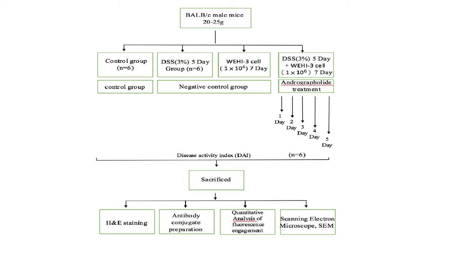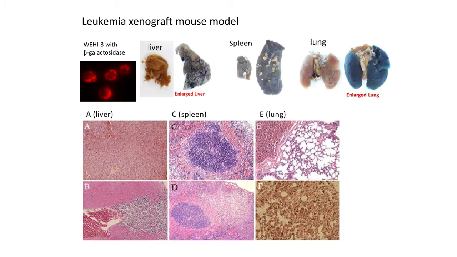The most innovative thing we developed: we clone enzyme beta glycosidase onto the WEHI3 mouse leukemia cell. We inject the cell with this enzyme. This enzyme can hydrolyze the drug for blue color development.